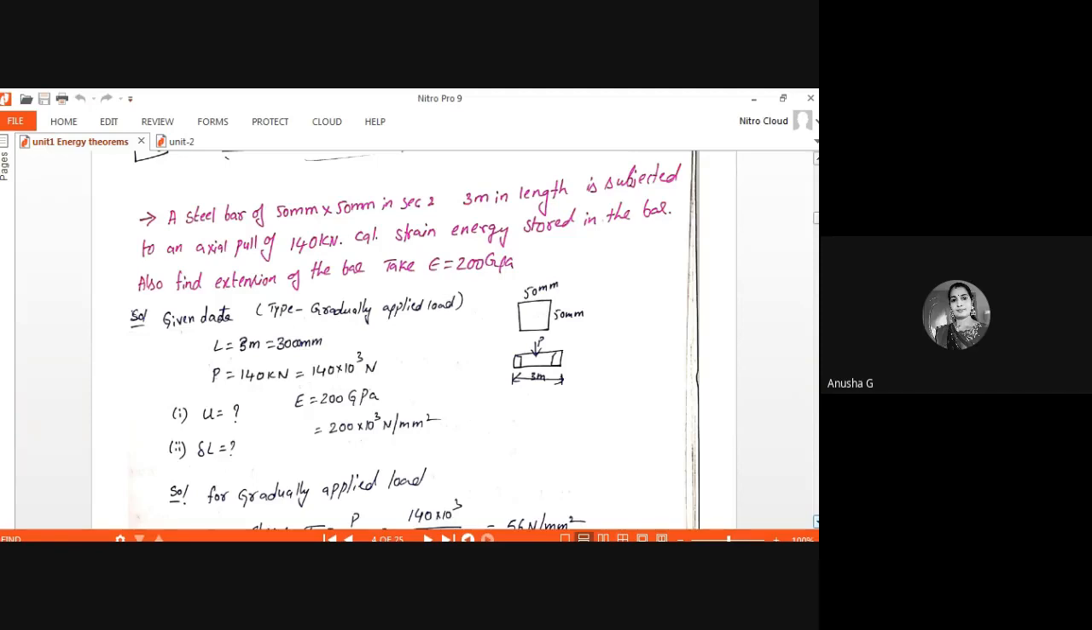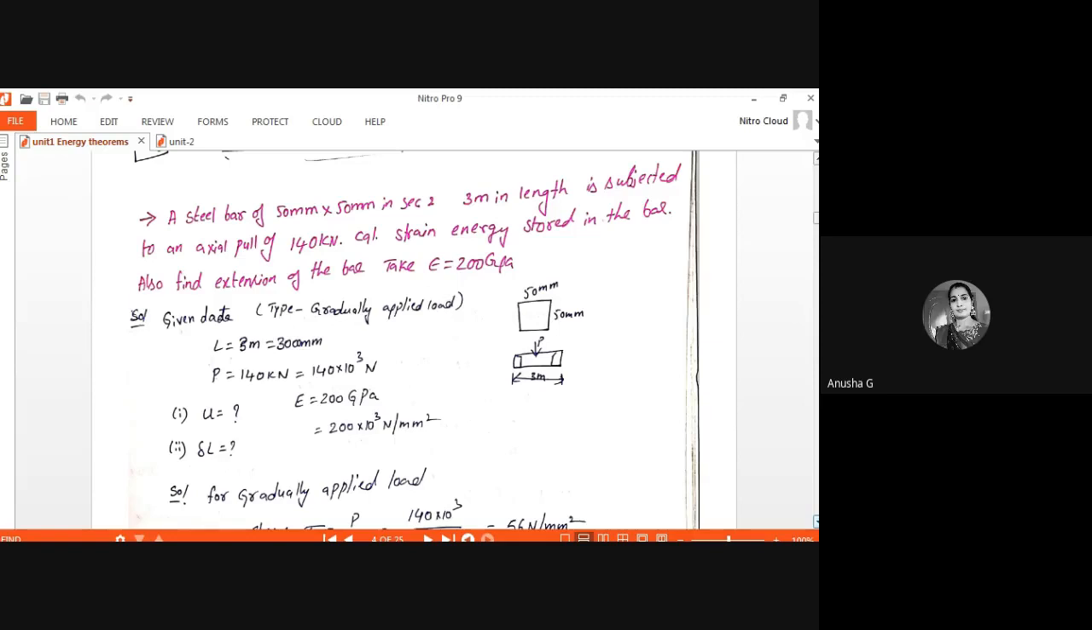200 into giga is 10 power 9, and pascals is 10 power minus 6. Then we get 200 into 10 cube newton per mm square. That value will be 2 into 10 power 5 newton per mm square. E equals to 2 into 10 power 5 newton per mm square. Okay, this is the given data.